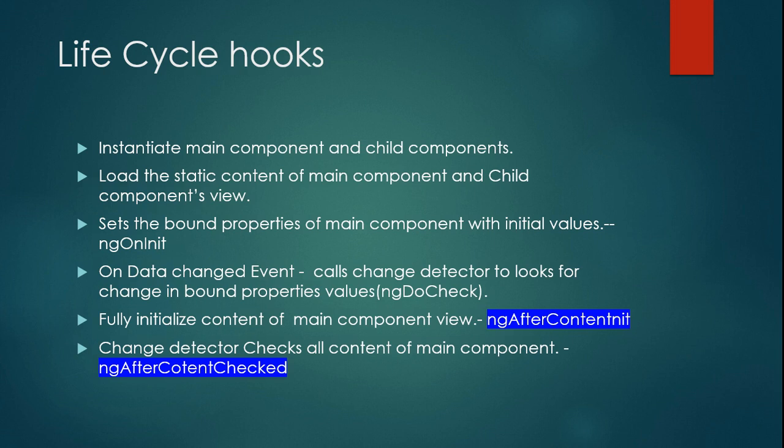Before that comes ngDoCheck. If the component implements ngDoCheck, we can provide a custom change detector algorithm. By default, Angular calls the change detector algorithm to look for changes in bound properties. If we want to provide a custom change detector algorithm, we implement the ngDoCheck method. Once the change detector algorithm checks all the content of the main component, it calls ngAfterContentChecked.